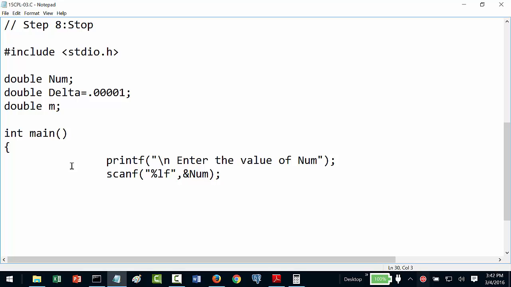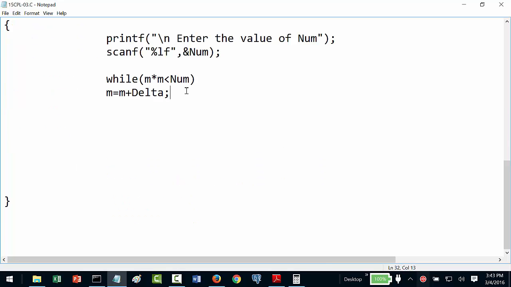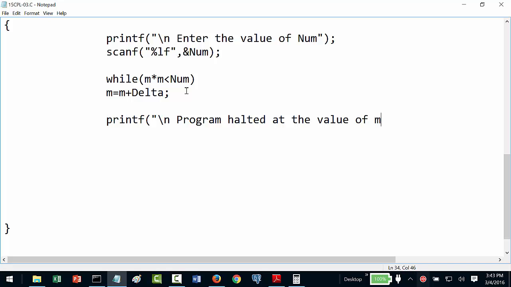So now, while m into m remains less than the number, we will only say m is equal to m plus delta. I think you must have got this logic by now. Then, just to see whether this concept is going to work, we'll simply say printf, program halted at the value of m equal to %lf, m. We'll just see where it exactly halts, or whether it actually halts.